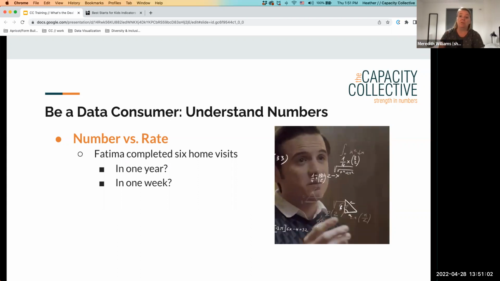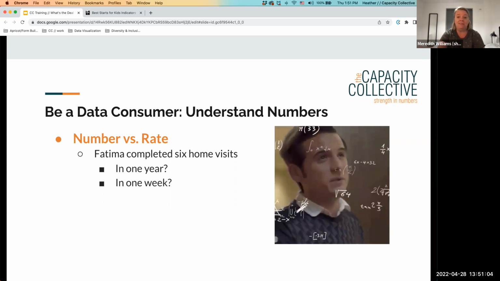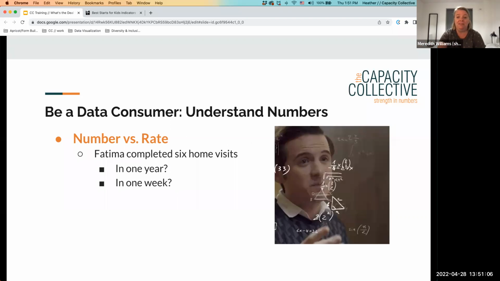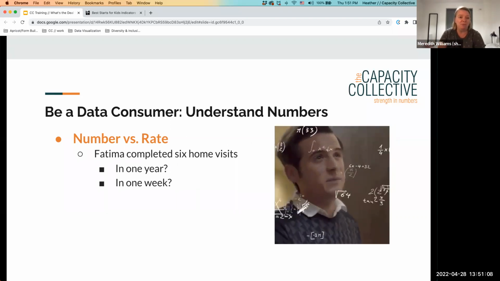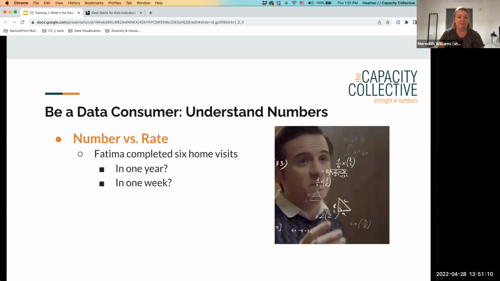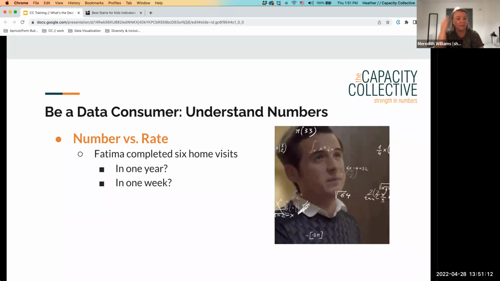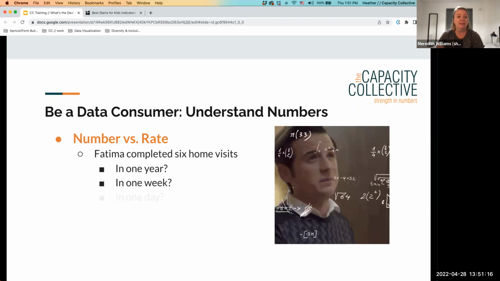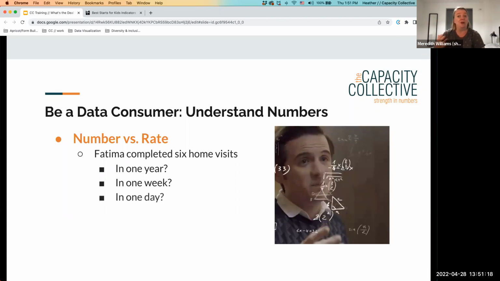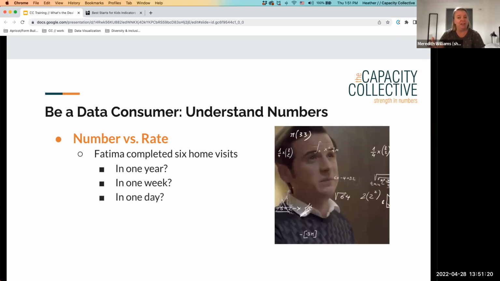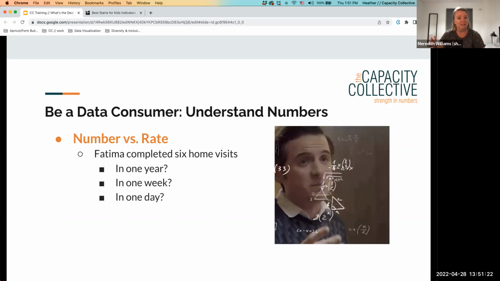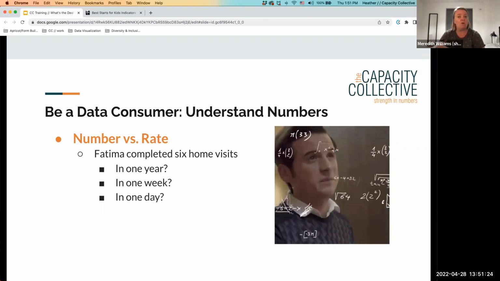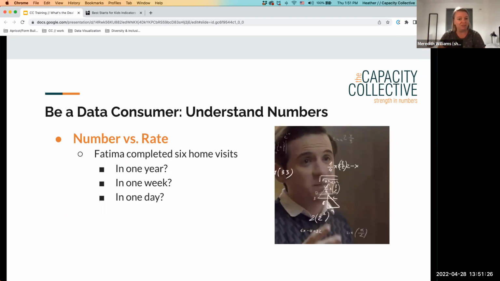Okay, well, was it 1 week? Okay, all right, maybe stay curious about it. That's a little bit more reasonable, but I would want to know, well, what is Fatima's caseload? And is that an appropriate number based on what you know about being a home visitor, based on what you know about Fatima's workload? Is it in 1 day? Okay, that is a very long day. So is Fatima a superhuman? Or is she not spending enough time on each visit, right?